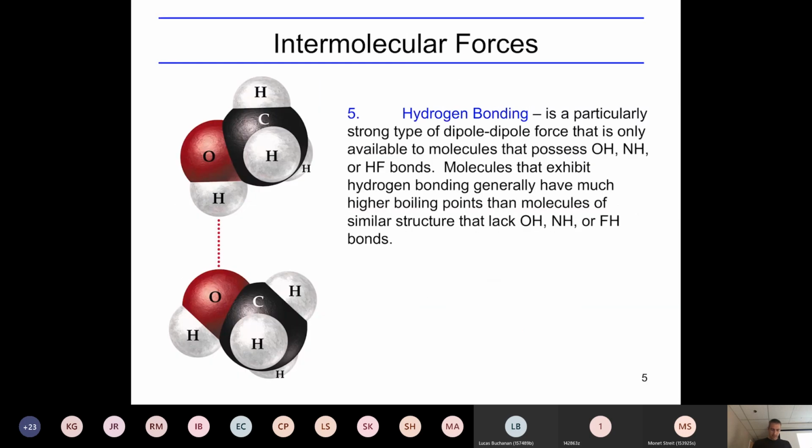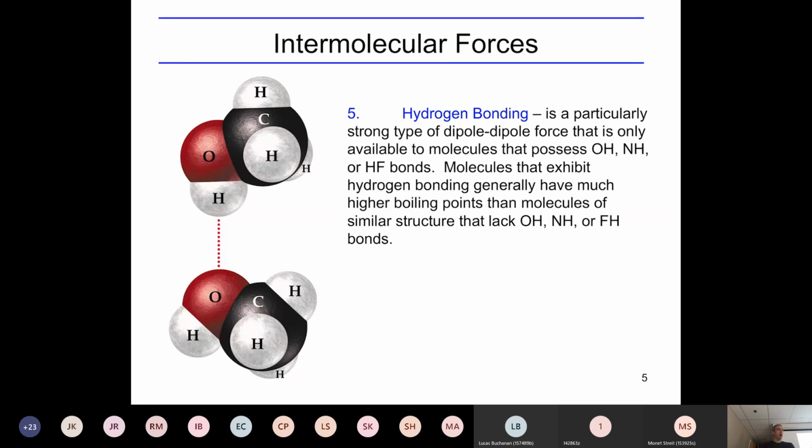All right, the next one I have is number 5, hydrogen bonding. Hydrogen bonding, I give its own category. It's basically a subclass of dipole-dipole intermolecular forces, but there are some differences. It's a particularly strong type of dipole-dipole force. It's only available to molecules with OH, NH, or FH bonds.